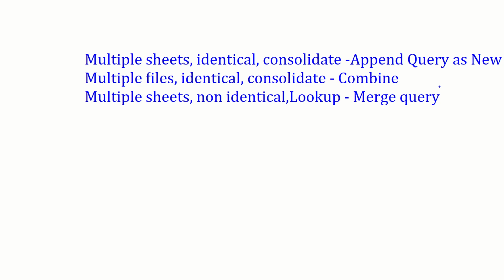Multiple sheets we have combined using append query as new. Multiple files we have combined using combine files. Multiple sheets non-identical, equivalent to lookup, we used merge query. So all the three we have seen. But one more is available, power pivot. If you have 10 files, how can I combine it? I cannot write a lookup, I cannot go to append, I cannot go to combine, but still you can do that using power pivot. That we are going to see in another few minutes.